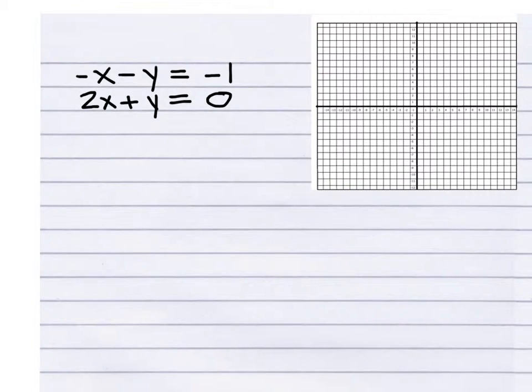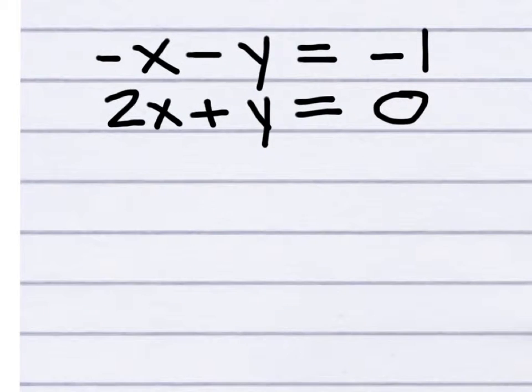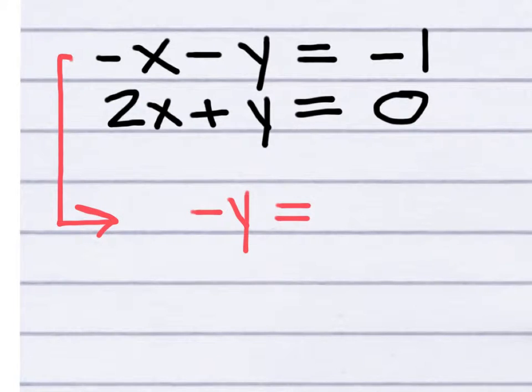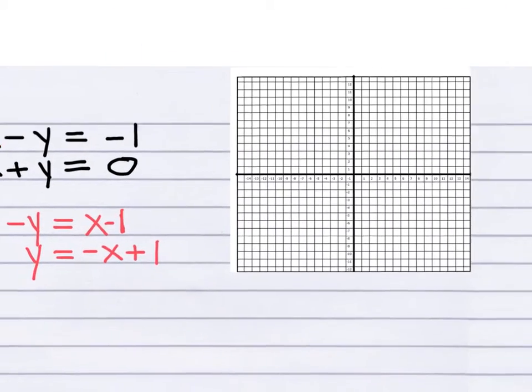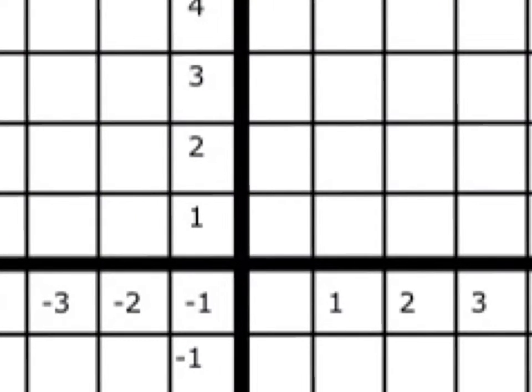The first thing we need to do is to rearrange the first equation into slope-intercept form. That means get the y by itself. So leave negative y on the left, move the negative x to the right, change the sign, and leave the minus 1 on the right. Divide everything by negative 1 to get y equals negative x plus 1. We must graph that. So we need a plus 1 on the y-axis, and the slope is going to be negative 1, which means you go down 1 over 1.